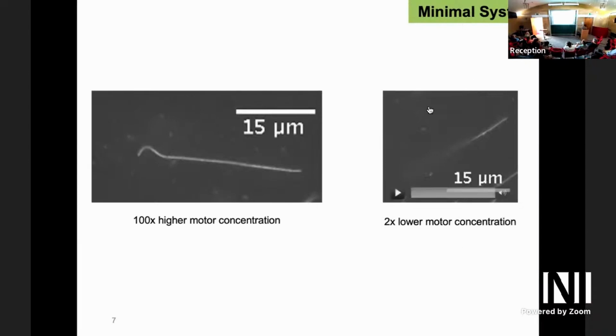And then, to show that you really need a low concentration: if you put half of the concentration of the motors, what you observe is that the filaments lose the attachment, and they just get some movement, but they don't have enough motors to have the repetition of this movement.